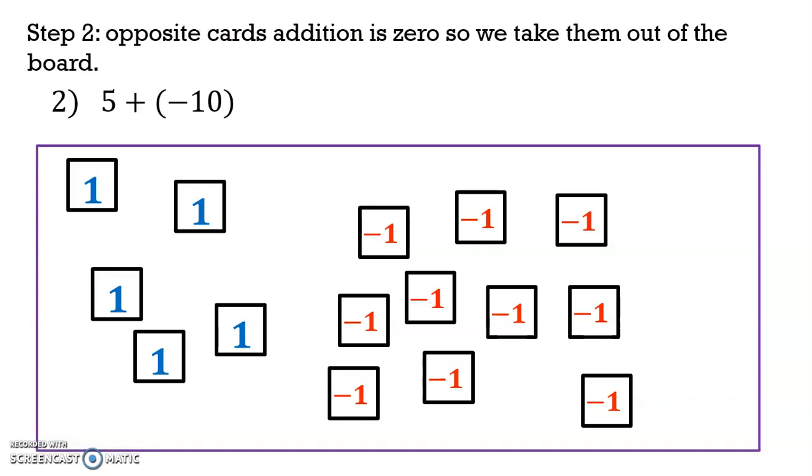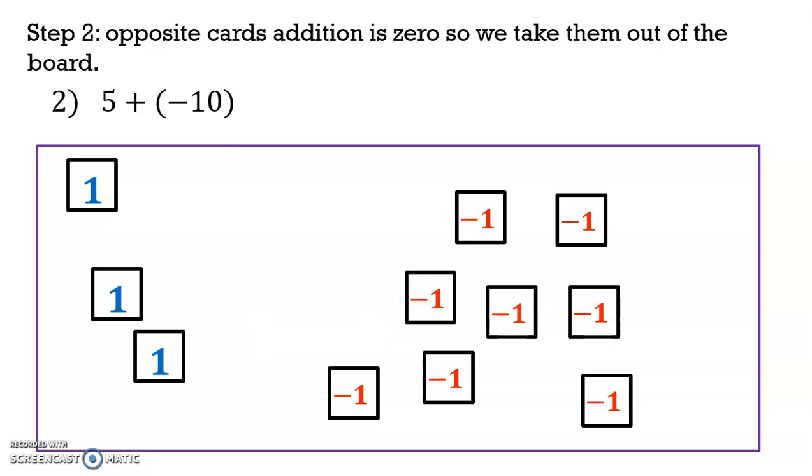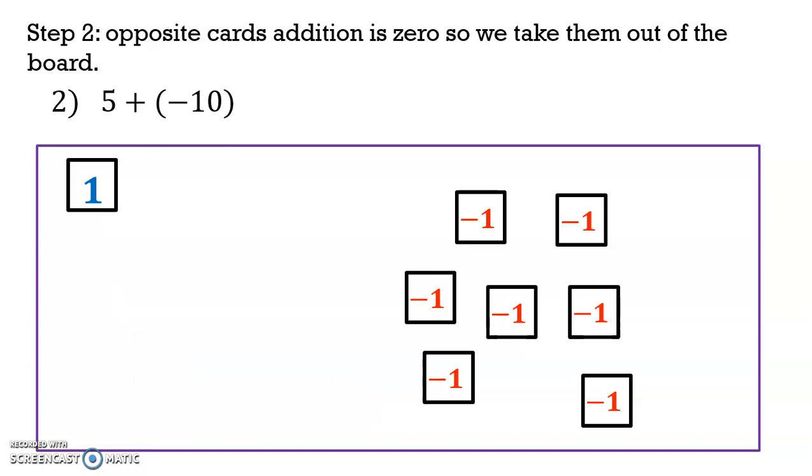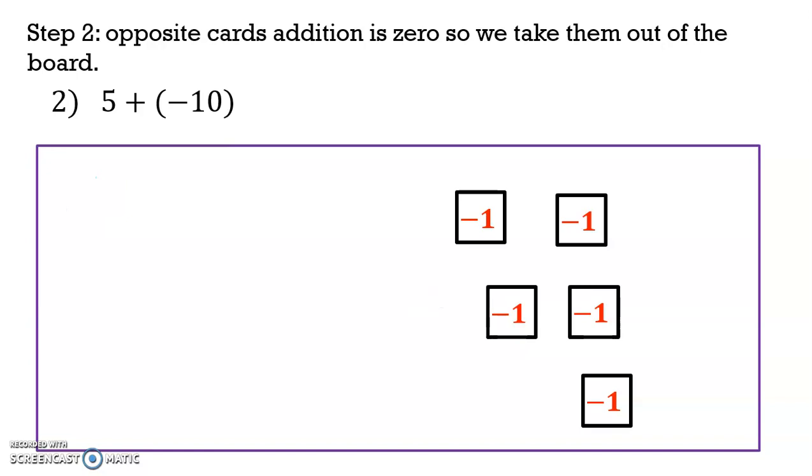Second step, the opposite cards addition is 0, so we take them out of our board. So this one with this one, they go away because 1 plus minus 1 is 0. This one with this one, it goes away. This one with this one, it goes away. This one with this one, it goes away. And this one with this one, it goes away.